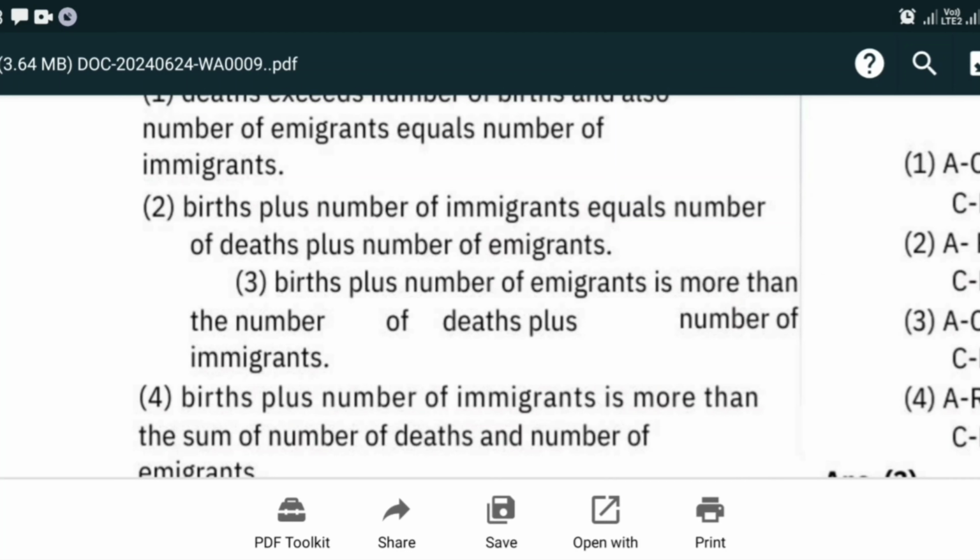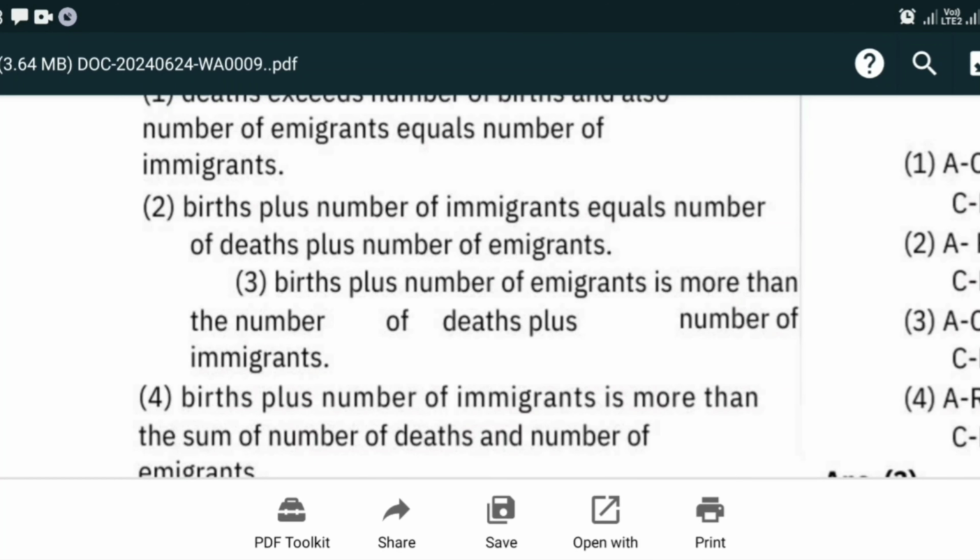Then birth plus number of immigrants is more than the number of death plus number of emigrants? See here again they are telling that number of death is more when compared to birth and immigrants. So that's why here the population will not grow. So it is also wrong.